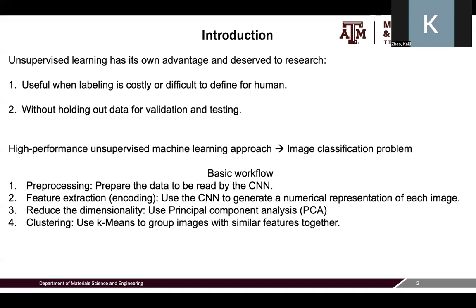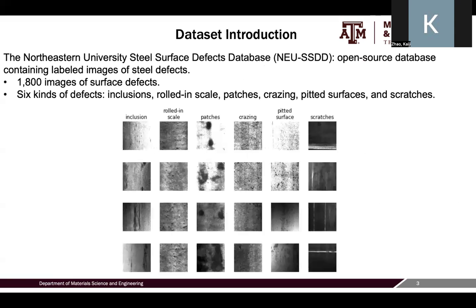In this step, they use the CNN to generate a numerical representation of each image, which helps capture its essential features. Next is dimensionality reduction. After extracting features, they reduce the dimensionality of the data using principal component analysis, making the problem more computationally efficient. The final step is clustering. They applied K-means clustering to group images based on similar features, allowing us to classify them without any prior labels.